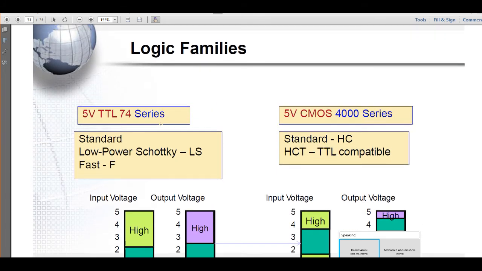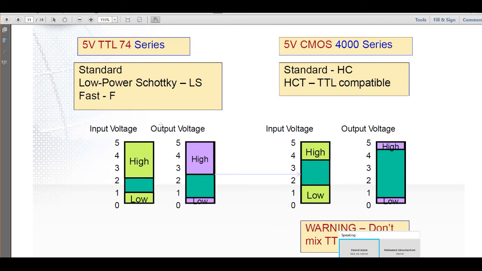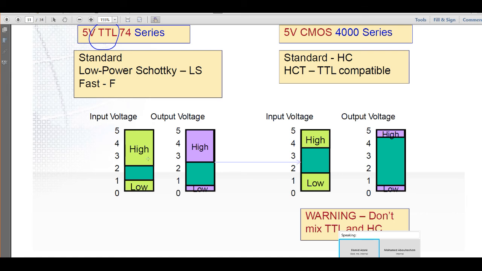And yeah, here it shows exactly the levels for this TTL family, for example. For the input, it will be counted as high or logic 1 between 2.5, not 3.5, 2.5 and 5 volts, and low logic, which is logic 0, between 0 and 1 volt. The output will be high between 2 and 5 volts, and almost the same for low, 0 to 0.5 volts, which is logic 0.